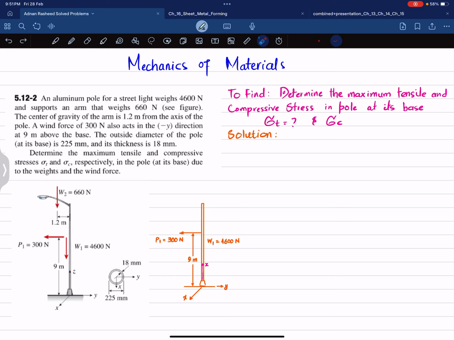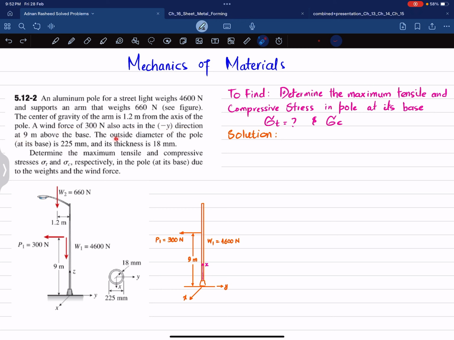The statement of this problem is: an aluminum pole for a street light weighs 4,600 Newton and supports an arm that weighs 660 Newton. See figure. The center of gravity of the arm is 1.2 meter away from the axis of the pole. A wind force of 300 Newton also acts in the negative y direction at 9 meter above the base.